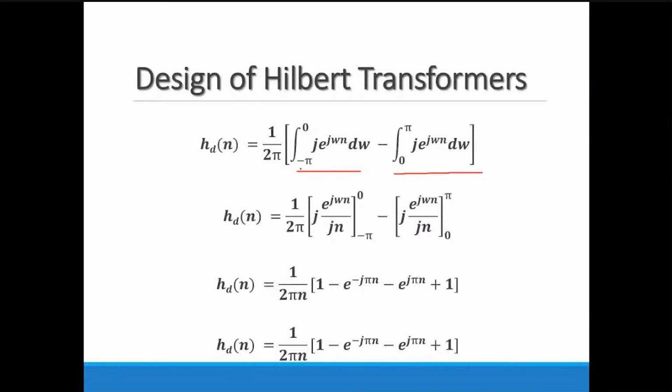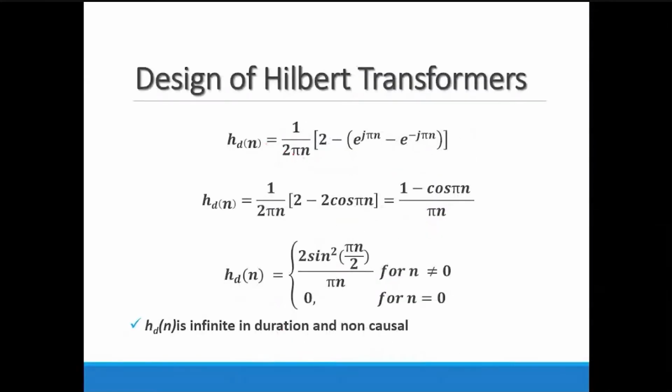Now I am doing the integration, and after integration I'm simplifying the answer. So the final answer will be hd[n] is equal to 1 upon 2 pi n into 2 minus e^jπn minus e^minus jπn, not omega but pi, sorry. When you simplify this, this will be the final equation for hd[n] for this Hilbert transform: hd[n] is equal to 1 minus cos πn upon πn.